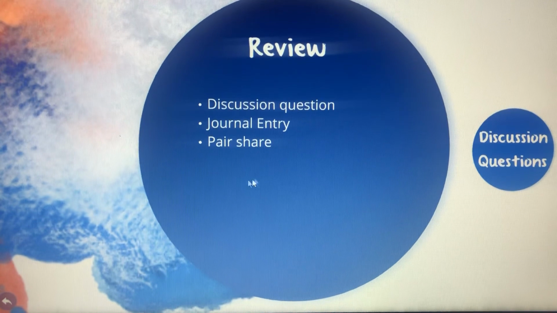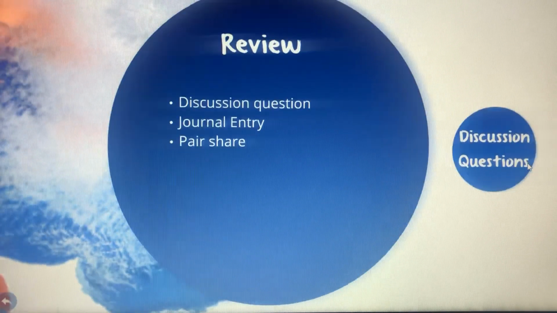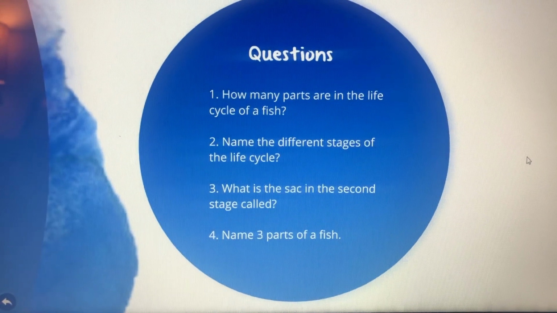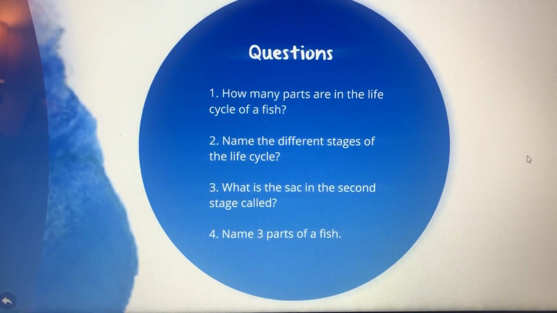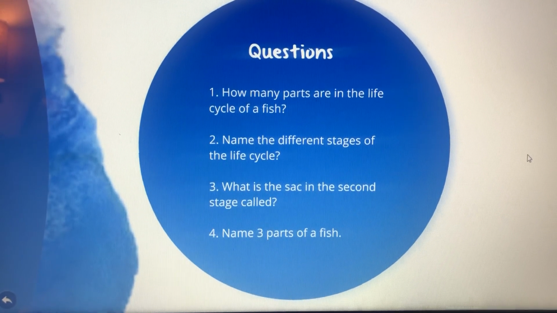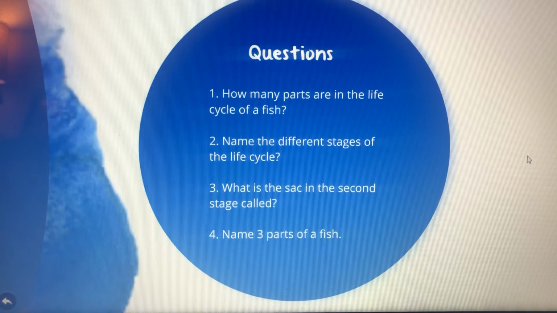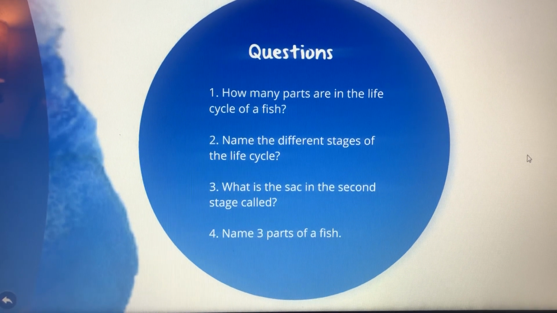Once you guys are done with that, I want you guys to take out your science journals and answer these 4 discussion questions. The first question is, how many parts are in the life cycle of a fish? Number 2, name the different stages of the life cycle. Number 3, what is the sac in the second stage called? And number 4, name 3 parts of a fish.